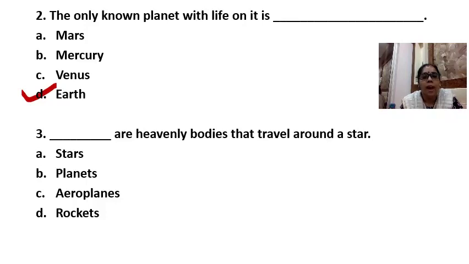Dash are heavenly bodies that travel around a star. Stars, planets, aeroplanes, rockets. Which is the correct answer? You have to click on the correct answer. Yes, the correct answer is planets. So you have to tick on option B. You have to click on option B.